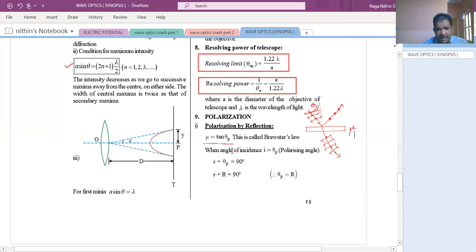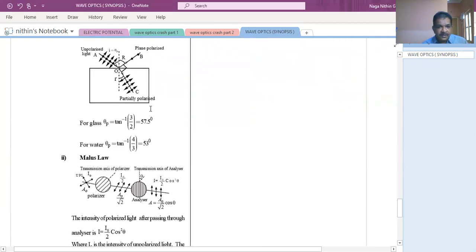The relation between the refractive index of this glass plate and the polarizing angle is mu is equal to tan theta p. Okay. This will be the reflected light, and this will be the refracted light. These two are perpendicular to each other. Problems will be there on Brewster's law: mu is equal to tan theta p. And in NEET it will be there. The entire polarization concept was removed in the CET. If you are opting for CET, just neglect this polarization.